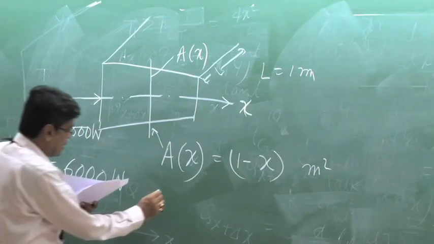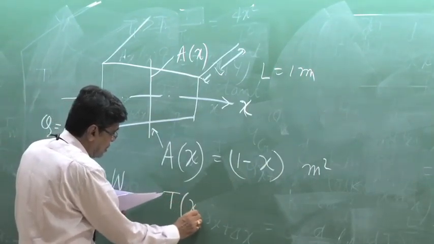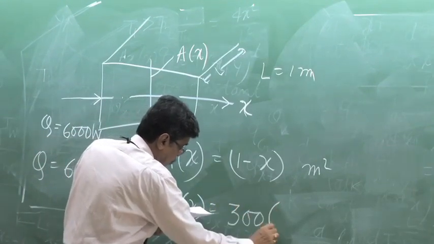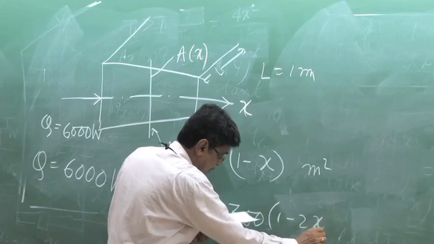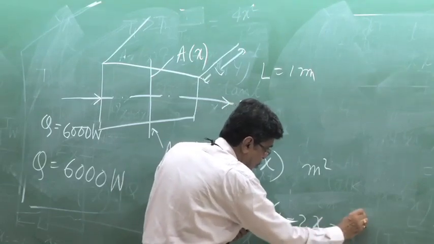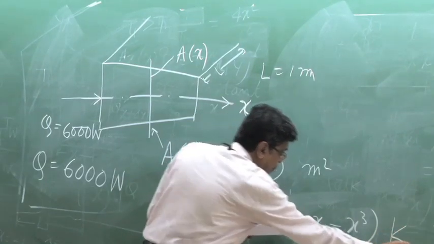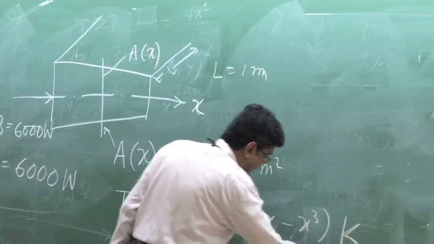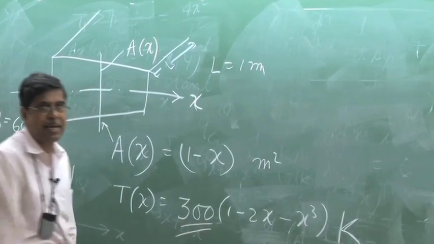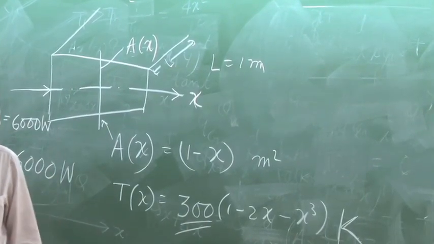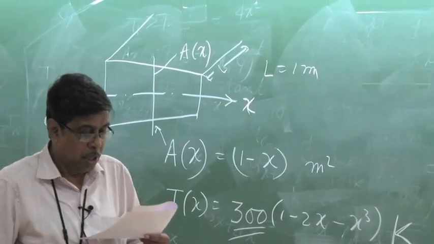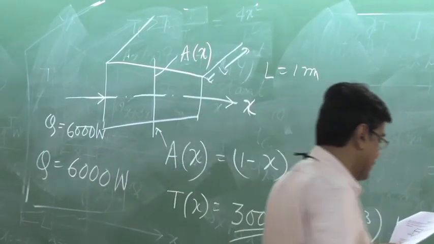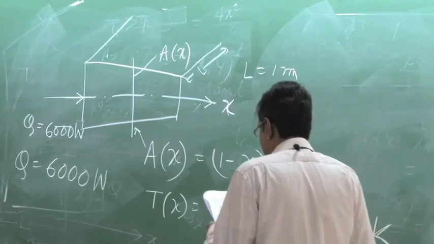The temperature distribution as measured experimentally is 300 into 1 minus 2x minus x cube. It is given in Kelvin, big K. X in meter and this is Kelvin, means 300, this constant is a dimensional constant. This will be Kelvin per meter. Oh no, Kelvin per meter cube, because 1 minus 2x minus 3x square. This is given T(x).